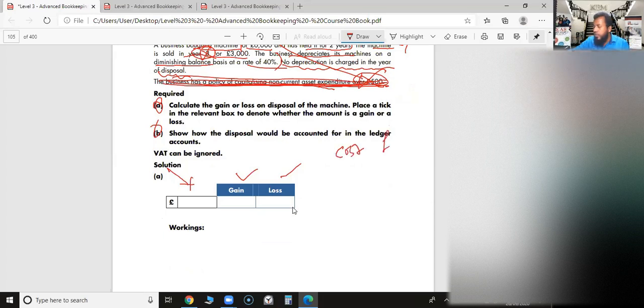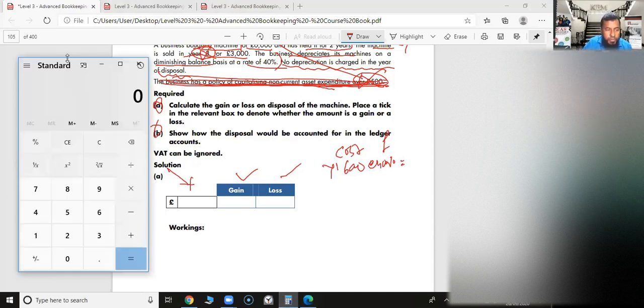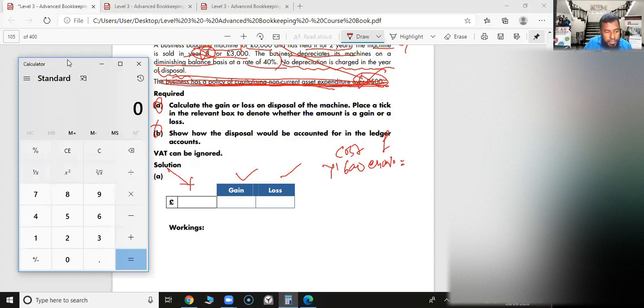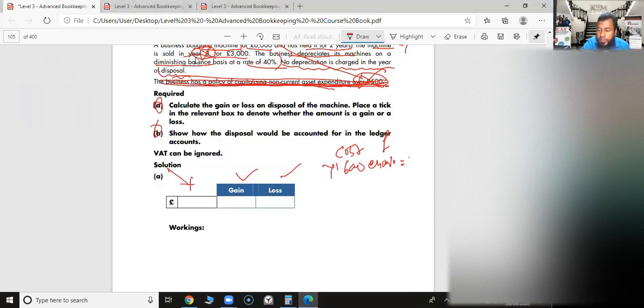You can use your paper, use your calculator and do the workings. Year one, cost is 6,000 at the rate of 40%. How much is the depreciation? Let's do it on the calculator. Here it is. 6,000, I'm doing 40% depreciation. I got 2,400.